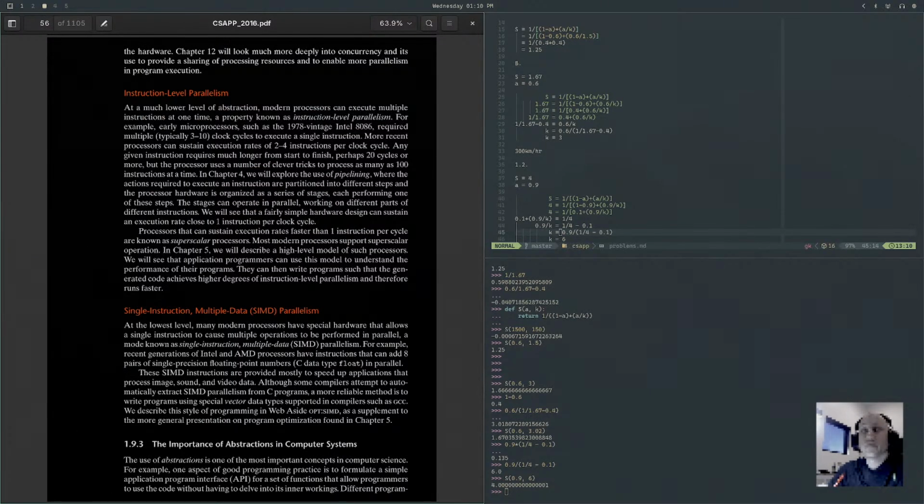Chapter 12 will look much more deeply into concurrency and its use to provide a sharing of processor resources and to enable more parallelism in program execution.